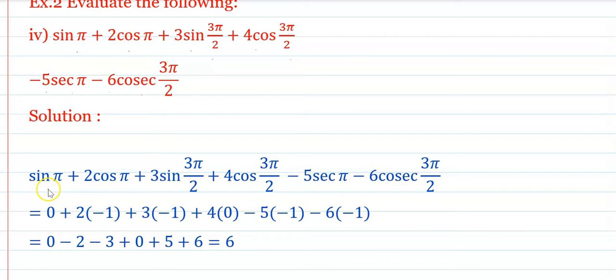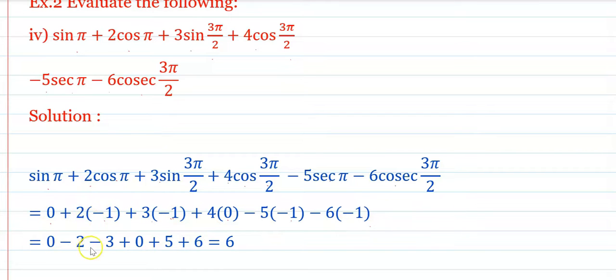Now the sin of pi. Sin pi is value 0. 2 times cos of pi is minus 1. 3 times sin of 3 pi by 2 is again minus 1. 4 times cos of 3 pi by 2, and that is 0. Minus 5 sec of pi. Sec of pi is minus 1. And cosec 3 pi by 2 is minus 1. Normally evaluate. You have to remember these values.